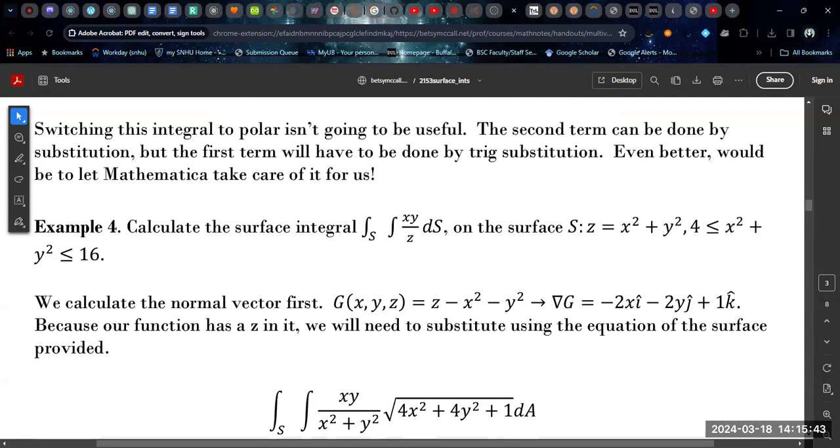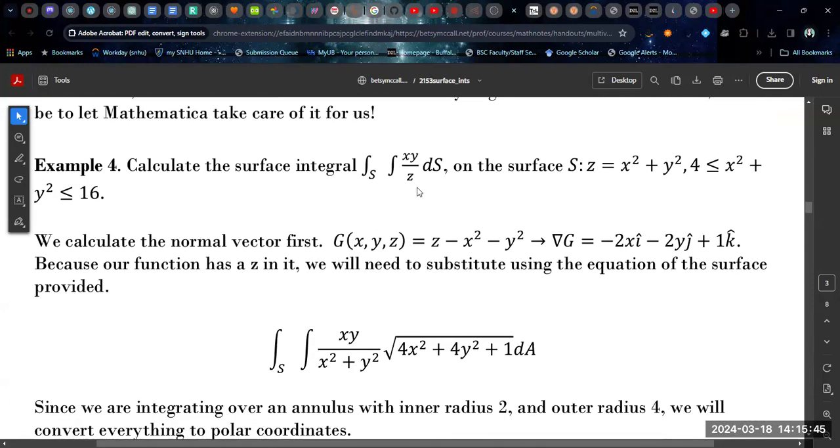Now, another example might be, again, in this case, we have a z involved in our problem, but otherwise, the procedure is going to be very similar. We have z is x squared plus y squared. So this is a cone. Well, it's a paraboloid that's centered at the origin. And we're bounded by, again, this annulus essentially of radius between 4 and 2.